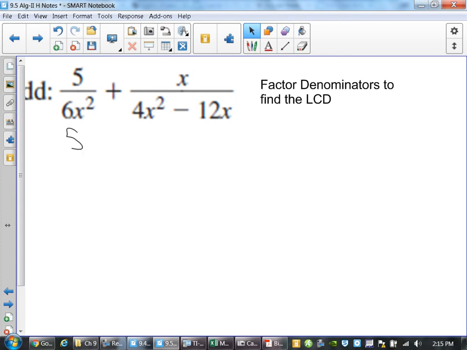So I get 5 over 6x squared. What do those guys have in common as far as GCF? 4. Take out 4x. I have an x minus 3. Now, do I need to go through the whole process of listing out prime factors for a 6 and a 4? What's the next number that 6 and 4 both go into? 12. You okay with that?